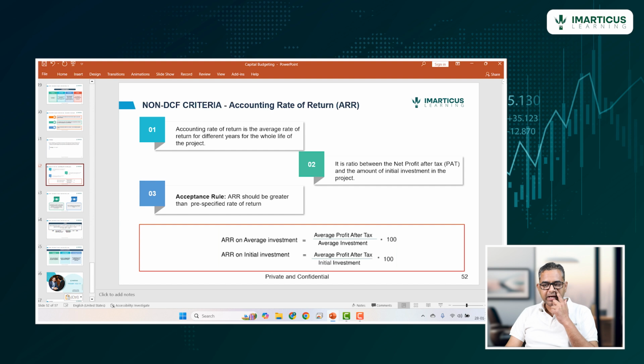Accounting rate of return is the average rate of return for different years for the whole life of the project. So that means if the project is of 5 years, what is the accounting profit it has generated for 5 years, and what was the initial investment? Based on that, we will calculate the accounting rate of return and compare it with our pre-specified return. It is the ratio between the net profit after tax and the amount of initial investment in the project.